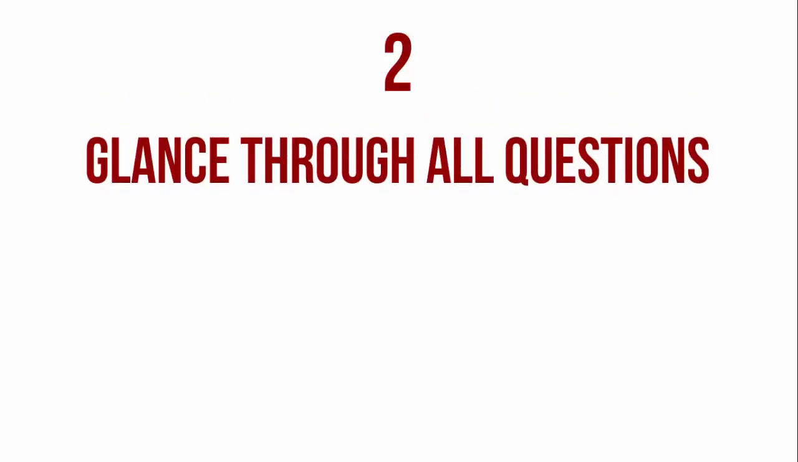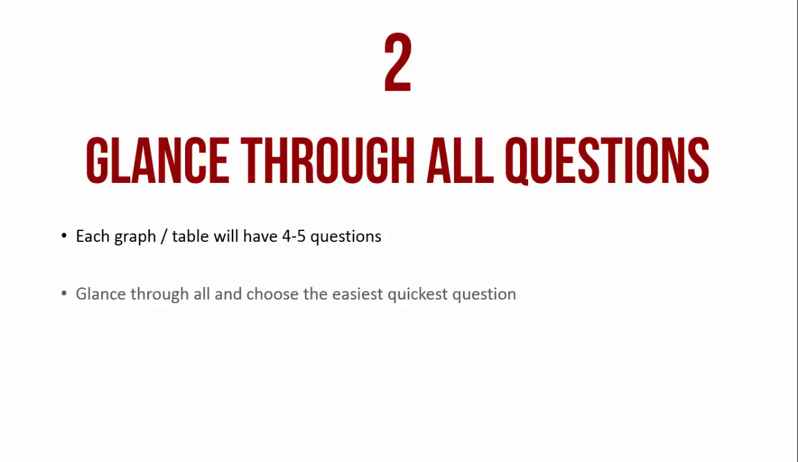Second, glance through all the questions. Now each graph or table will be followed by 4 to 5 questions. Go through all of them and choose the easiest and quickest question. The IBPS exam has 100 questions in the prelims that you must solve in 1 hour. There is no time really to solve all of them. You have to choose whatever is the quickest, solve it and move on.